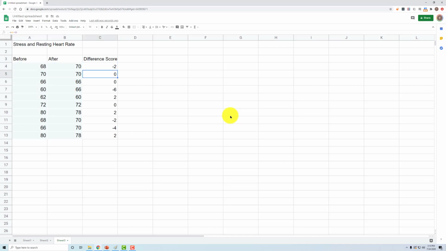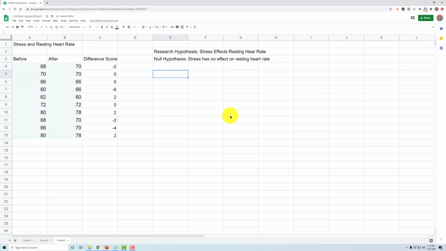Once I have the difference score, I now have this single set of data, and I can do exactly the same thing that I did with the prior examples that we just finished. So we can do a research hypothesis that stress affects resting heart rate. We can do a null hypothesis that stress has no effect on resting heart rate.